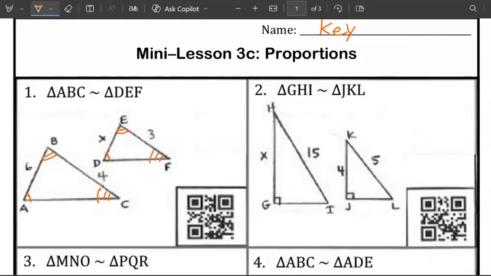Here's how we can set up the proportion to solve for X. 6/4 equals X over 3. Setting it up is the hardest part. Once we get there, we could cross multiply. We get 4x equals 18. Divide each side by 4. X equals 9/2.